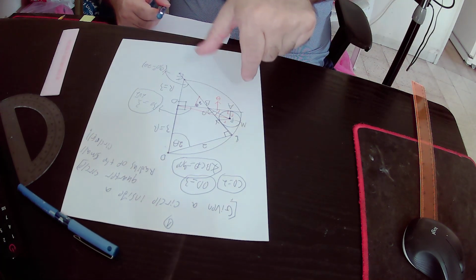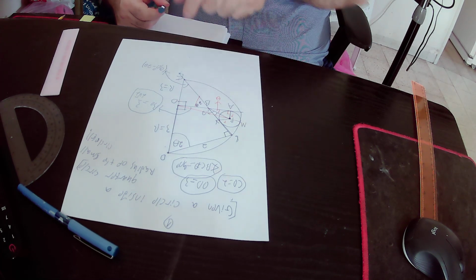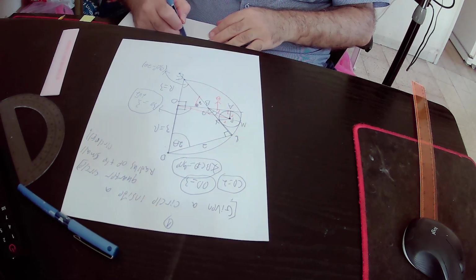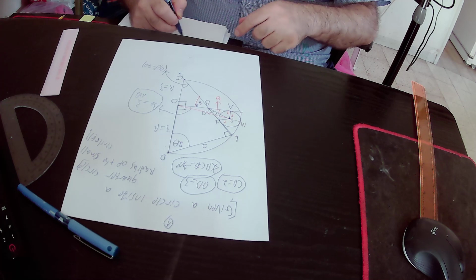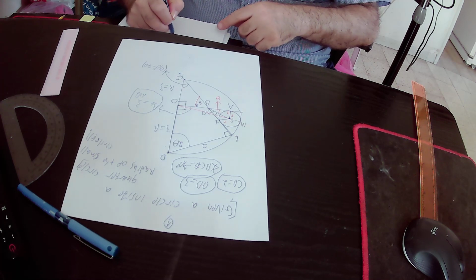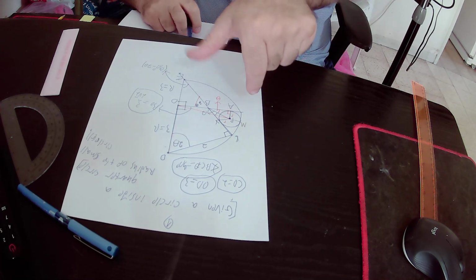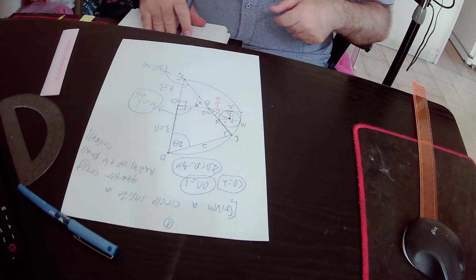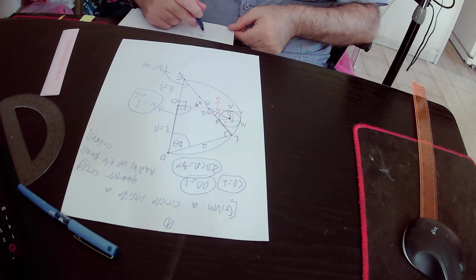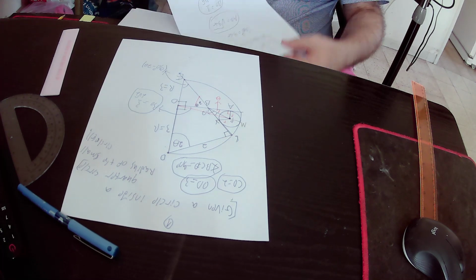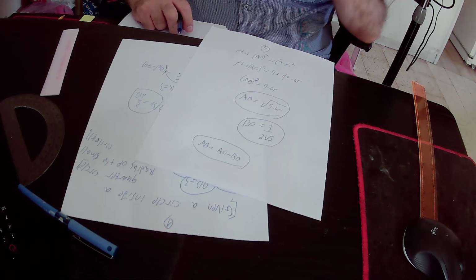AB equals AO minus BO. Again, AB equals AO minus BO. Okay, AB equals AO minus BO. We know that AB equals AO minus BO.